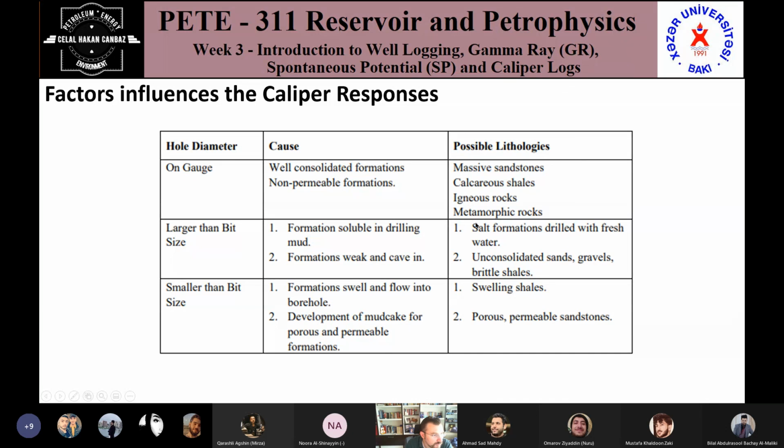Okay. Salt formations drilled with fresh water, consolidated sands, gravels, and brittle shales. If it is smaller than the bit size, formations swell and flow into the borehole, and there is the development of mud cake, porous and permeable formations. So possible lithologies are swelling shales, porous, permeable sandstones. Okay, so these are the caliper response influences that can be given.